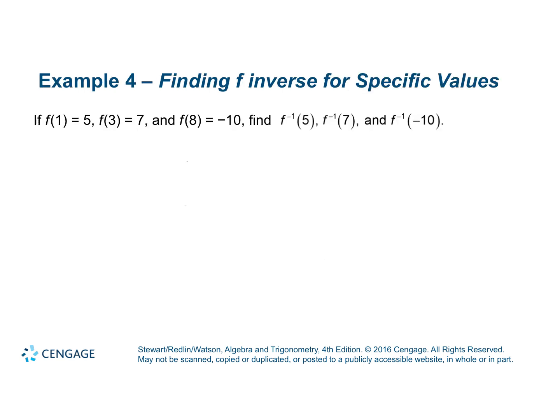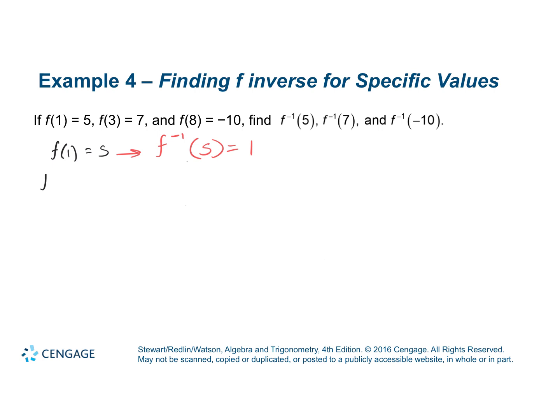So finding f inverse of specific values: we have f(1) = 5, f(3) = 7, and f(8) = -10. They want us to find f⁻¹(5), f⁻¹(7), and f⁻¹(-10). So if the original is f(1) = 5, then the inverse would be f⁻¹. We're going to flip them. Your y now goes inside the parentheses, and your x now goes on the outside. So it's just the opposite.